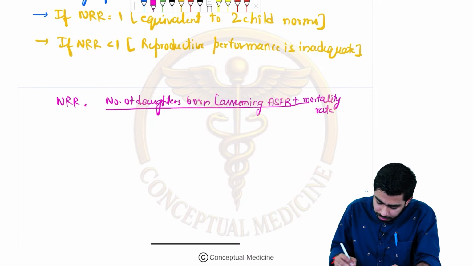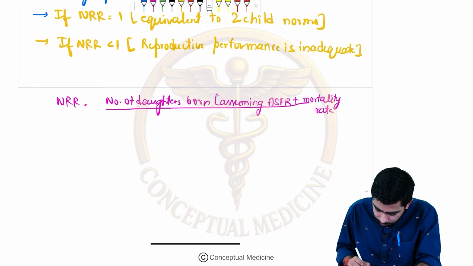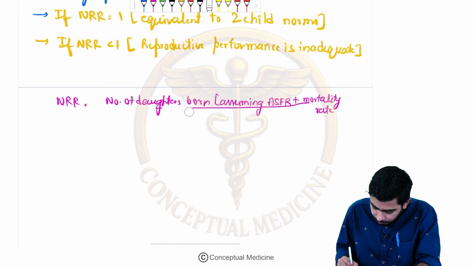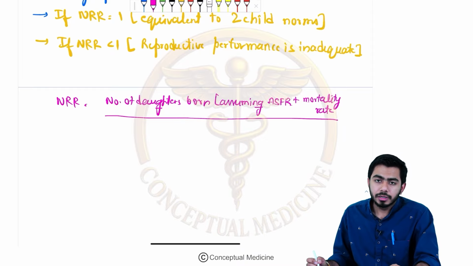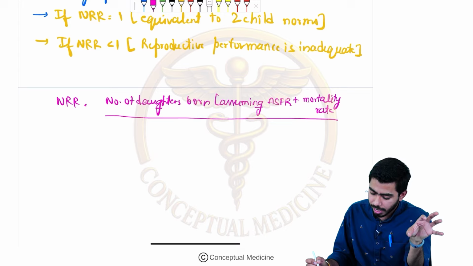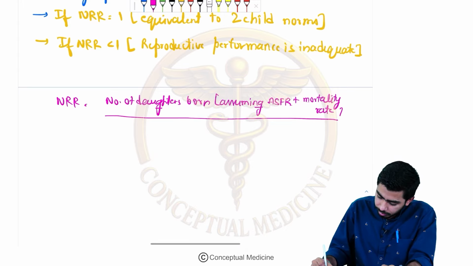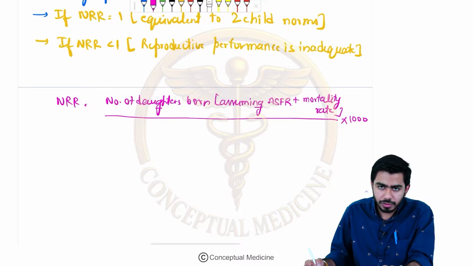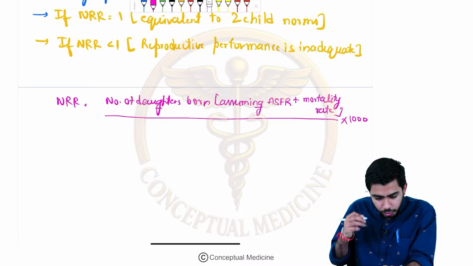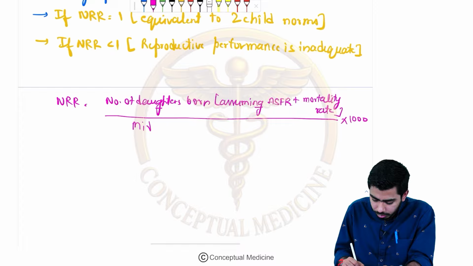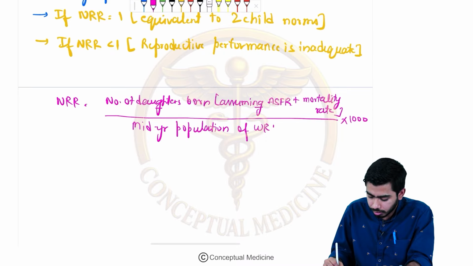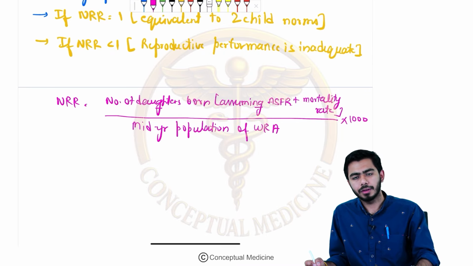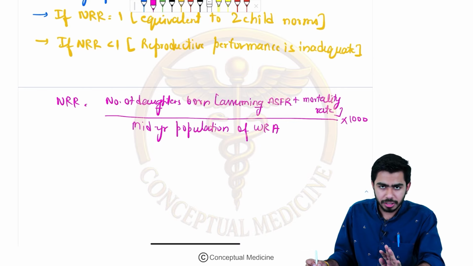Okay, plus mortality rate. So that will be the thing over here which we need to understand. Here I shall write: number of daughters born in an area, assuming age specific fertility rate and the mortality rate. The multiplier will be the same over here as well, that is 1000, and the denominator will also be the same, that is the mid-year population of women of reproductive age group. Simple, guys. So I hope that is clear. That is the net reproduction rate.